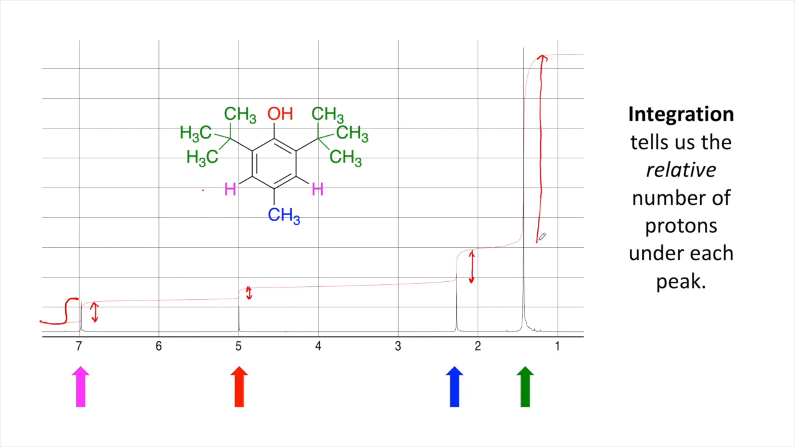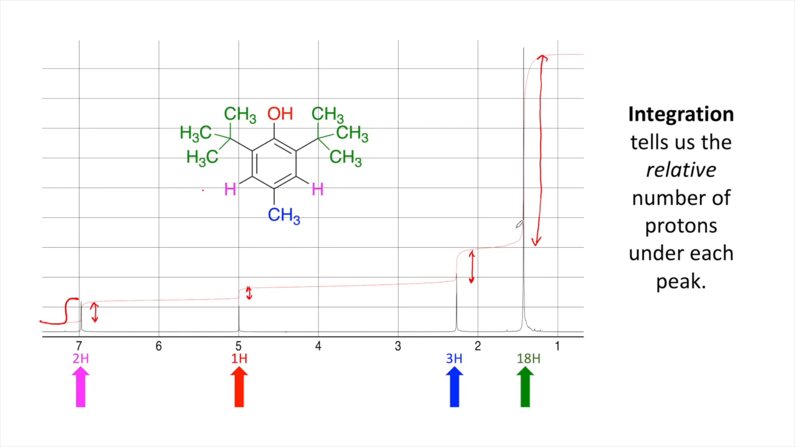But if I look at all those heights, what I'm going to see is a ratio of 2 to 1 to 3 to 18. And that's because of how many protons I'm looking at. There are 2 purple aromatic protons, there's 1 OH, there are 3 of the bottom methyl protons, and there is fully 18 of the tert-butyl CH3s. Okay? So the computer does all the measuring for us.